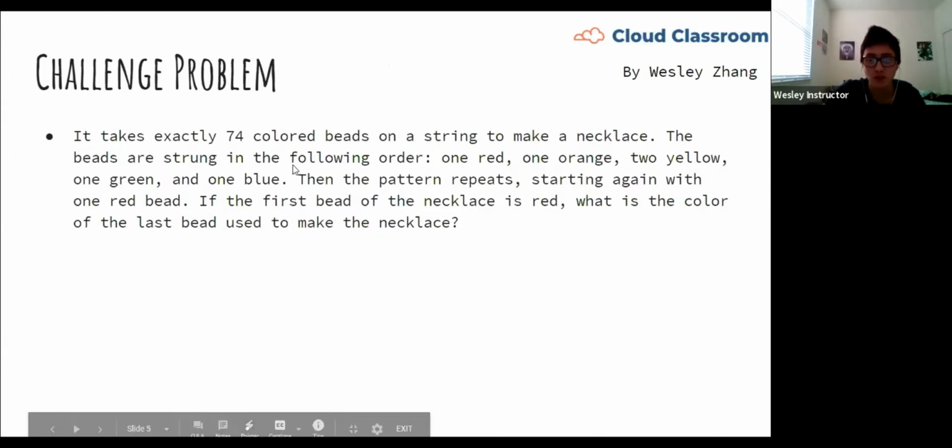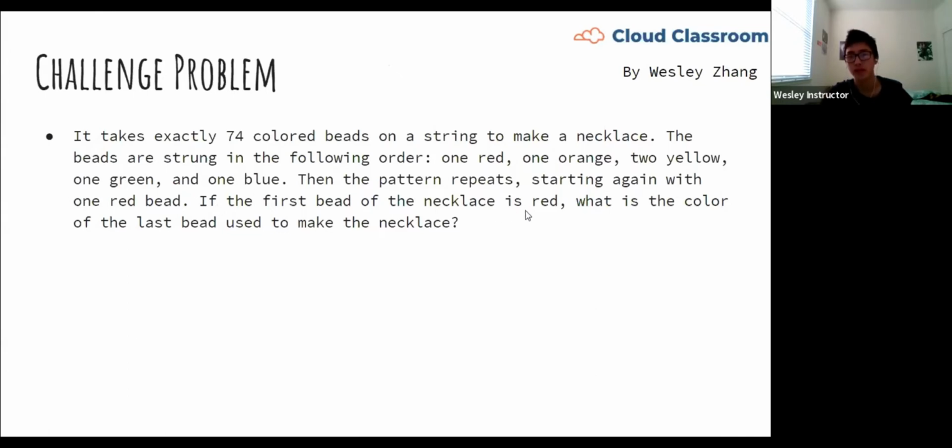So there are 74 total beads, and the pattern repeats every 6 beads: 1, 1, 2, 1, 1. So that adds up to 6. So 74 divided by 6 equals 12, but we don't care about that. We just care about the remainder, and it has a remainder of 2. So a remainder of 1 gives us a red bead, and a remainder of 2 gives us an orange bead. So the answer is an orange bead.